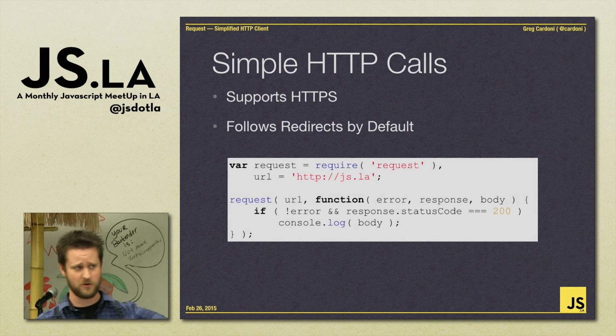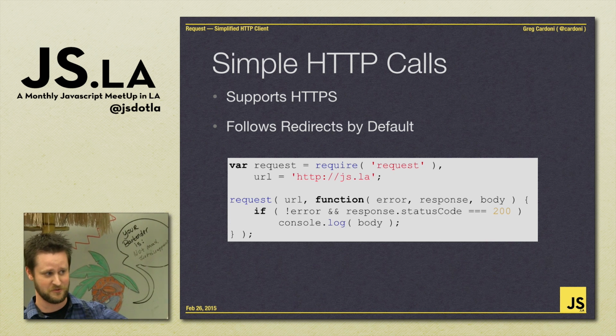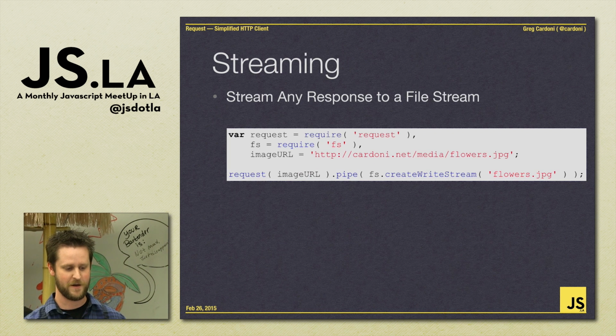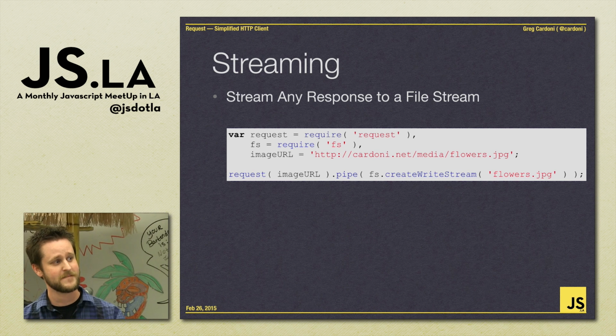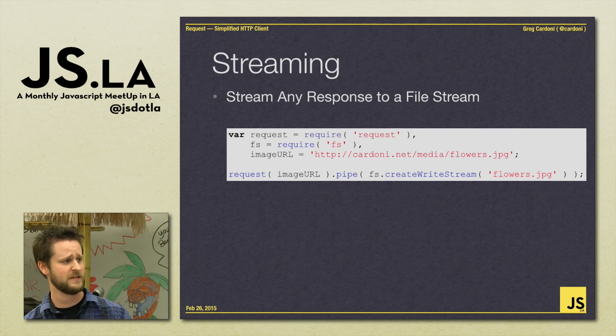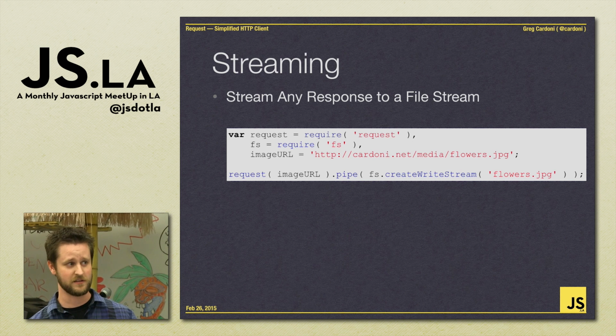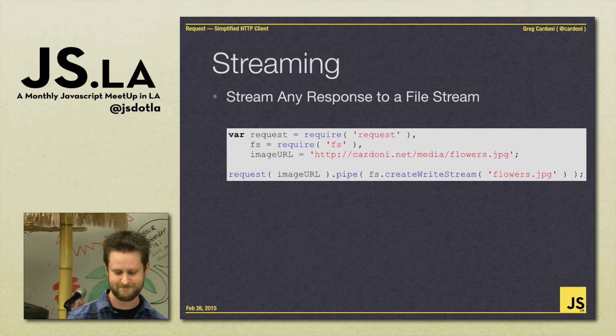So simple HTTP calls are just super simple, super awesome. Right there, simple request, boom, done. You can also stream stuff too. In this example here, which I won't demo without the internet, requesting an image, in this case some image of some flowers, and then piping that directly into Node's file system and writing that to, in this case, the same directory that I would run this in.